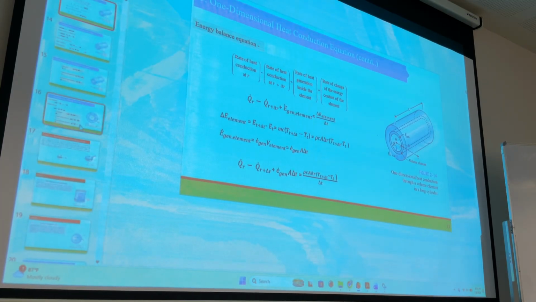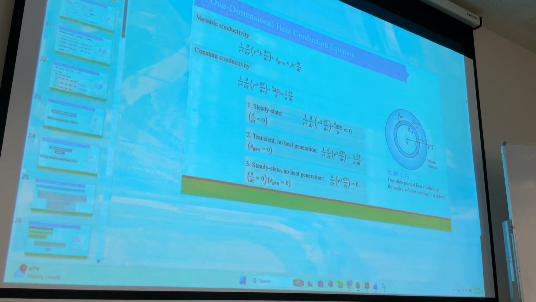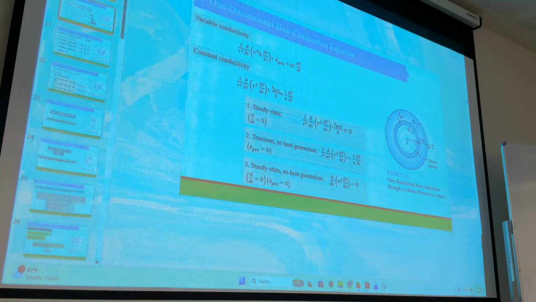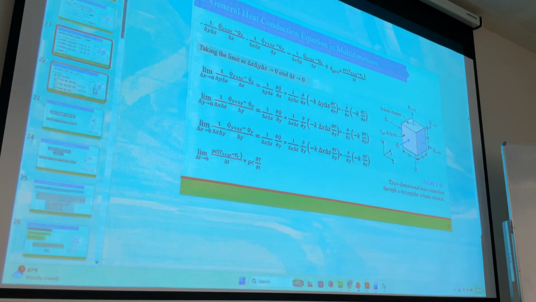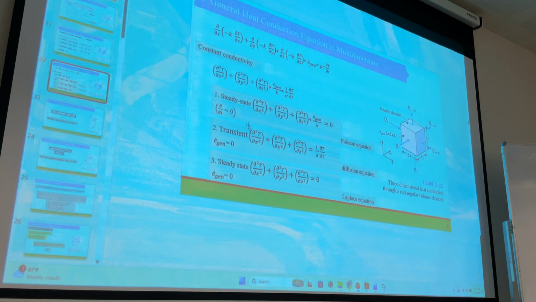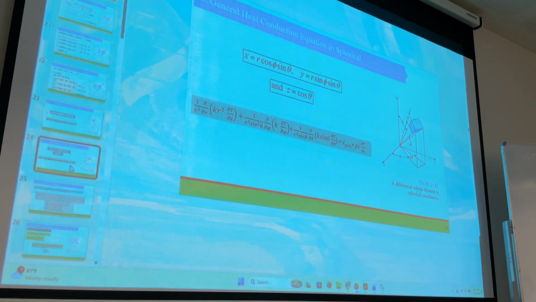Same for the cylinder and sphere. So we derived all of these equations. These equations were for one dimension. Then we also derived the equation for three dimensions, x, y, z. Again, steady state, transient, steady state, no heat generation, for a cylinder, for a sphere.